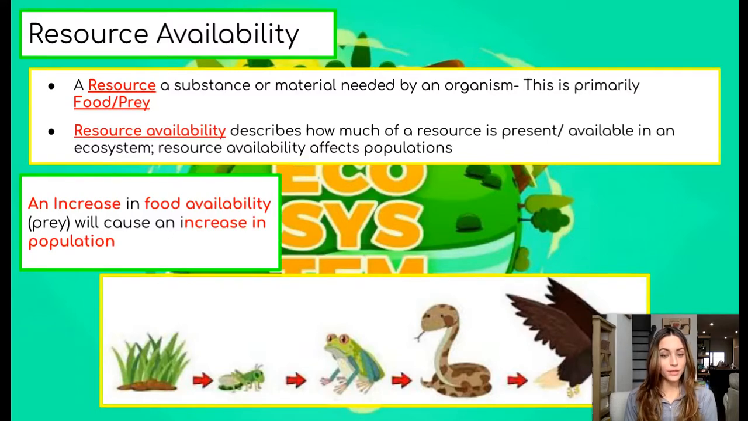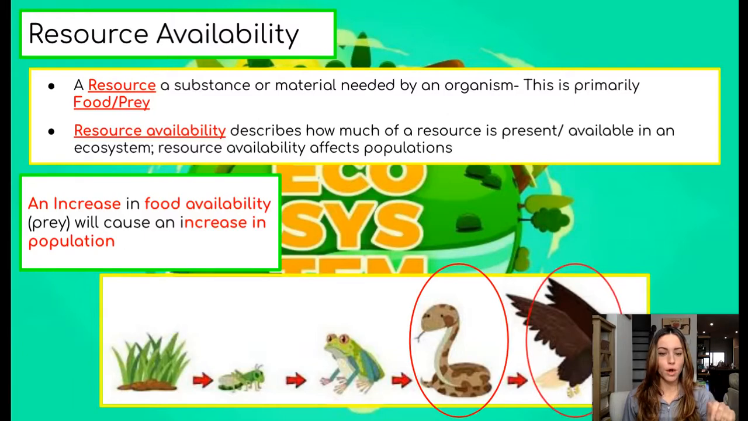You probably could guess that if there's more food, more prey, more resource available, that will cause an increase in the predator population. For example, if we were to say that there was an increase in the snake population in this ecosystem, we could also predict that there would be an increase in hawk population. There's more snakes for those hawks to eat. Therefore, more hawks are able to eat and survive.